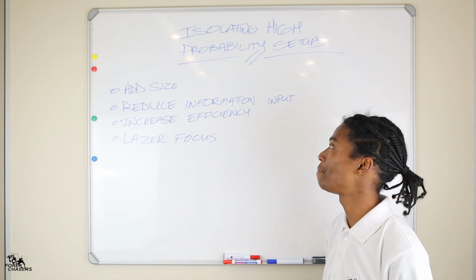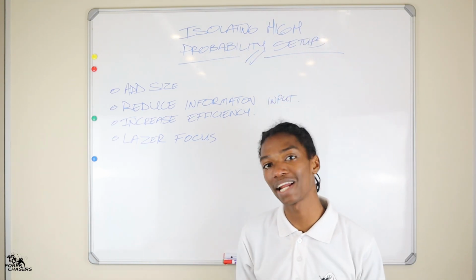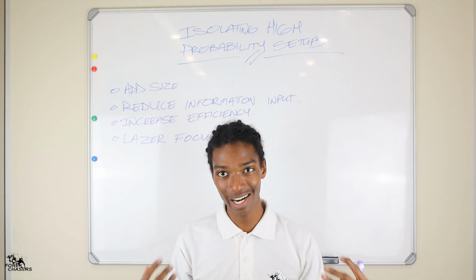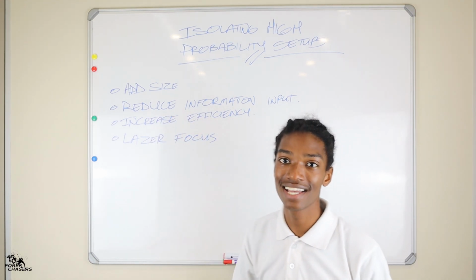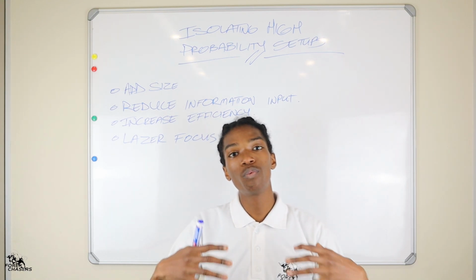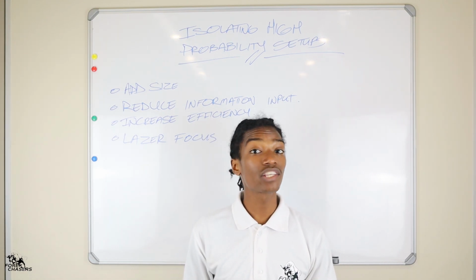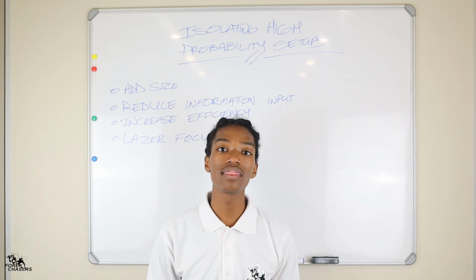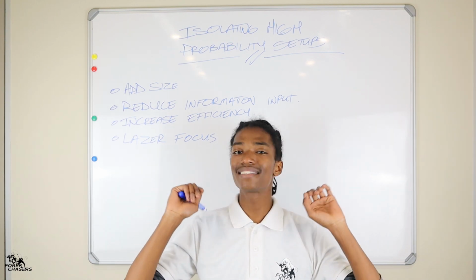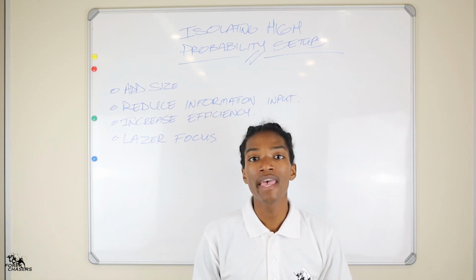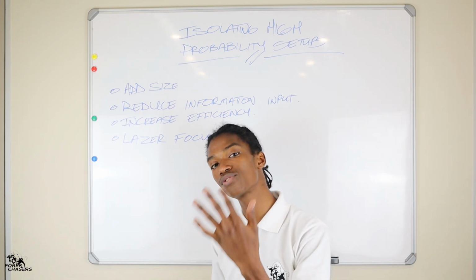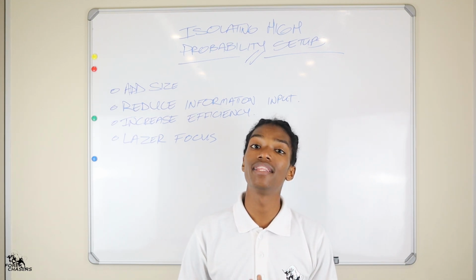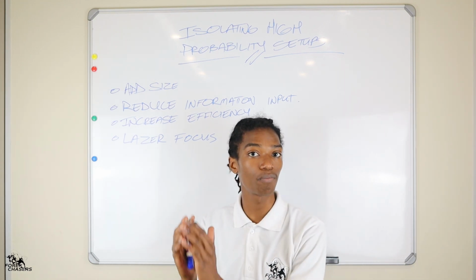So we're speaking today about isolating our high probability setups. Why do we isolate these high probability setups? The first reason is because we want to be able to trade with those higher probabilities so that we can add size. It's one thing, for example, to take 10 trades. Let's say out of our 10 trades, we win 6 and we lose 4. That's definitely a winning system. That would be the result of us taking every single setup within our system.